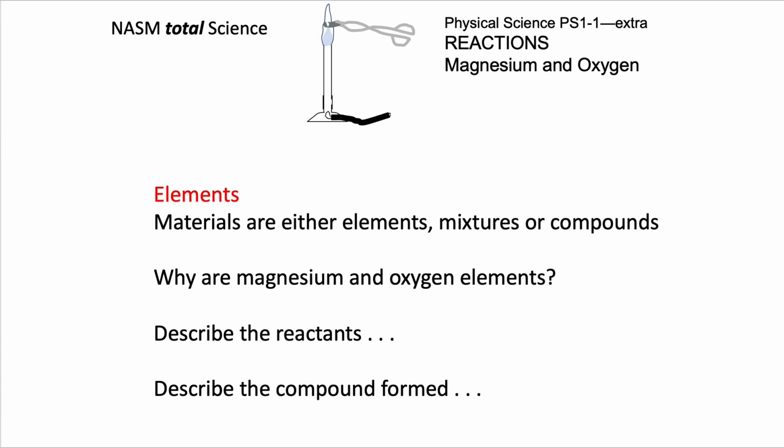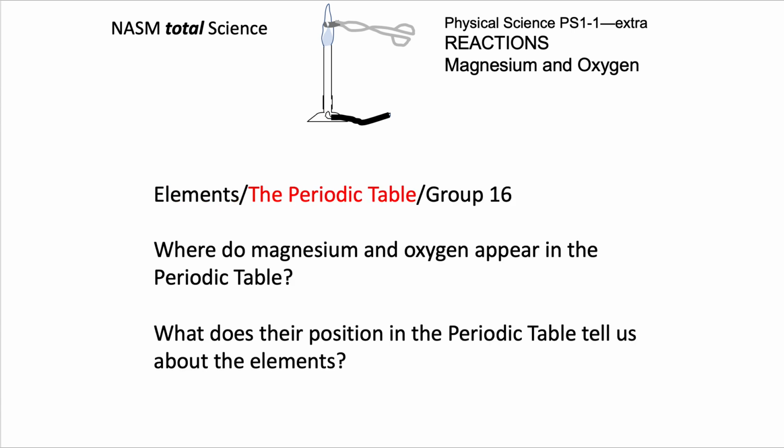And so materials are either going to be elements, mixtures, or compounds. And what makes magnesium and oxygen elements? And those are our reactants. And then we form a compound from the reaction and describe what that is like and why the compound formed. It's made of elements, but it is not an element itself.